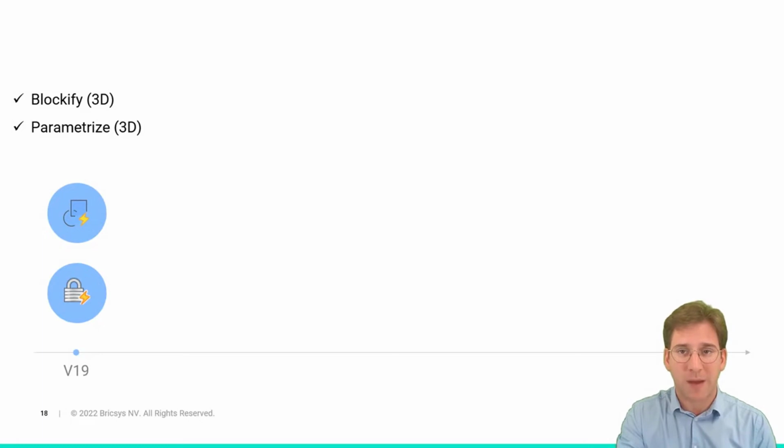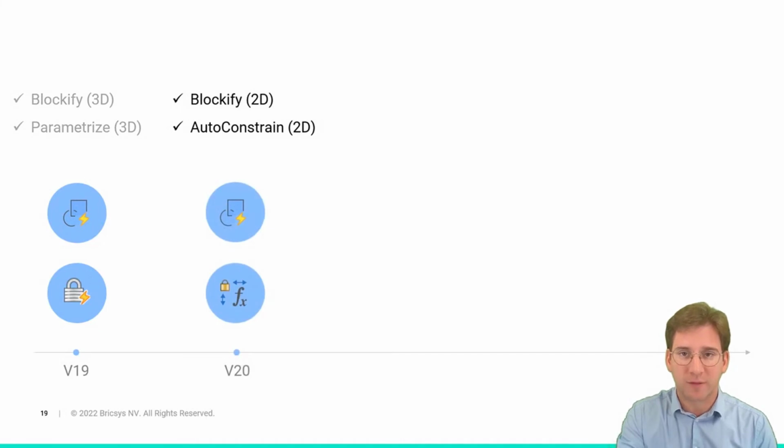At the same time, the parameterize command was released, fully automatically creating the relevant 3D parameters and constraints for your 3D designs. 1 year later, with BricsCAD V20, we extended both the Blockify and the parameterize concepts to 2D. Here, users could specify a selection set of 2D entities. Blockify will automatically start looking in the search space to find the repetition of this 2D input set. And the auto-constraint command, which is similar to parameterize in 3D, would automatically create 2D parameters and constraints to enforce the relationships between the 2D objects.